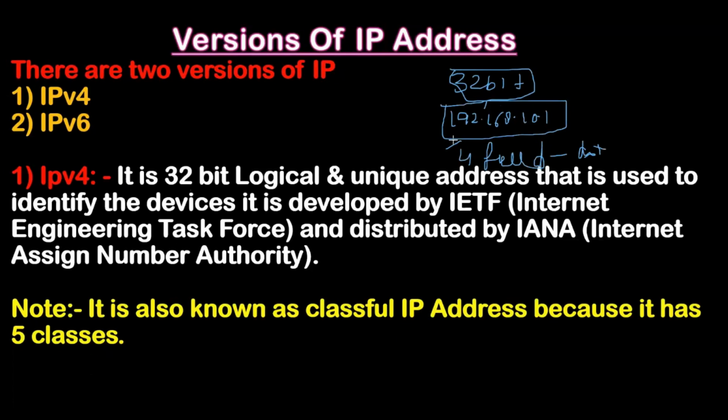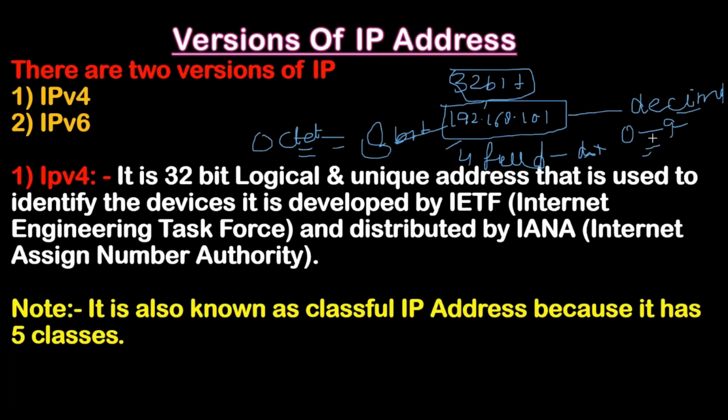Second thing, the size of every field is 8 bit. So that's why it is called an octet. That means we can say there are 4 octets in IPv4. Right? Next thing, that IP address is in decimal format. Decimal means only digits 0 to 9 can be used. You can't use A, B, C or something like that. Only 0 to 9 digits.